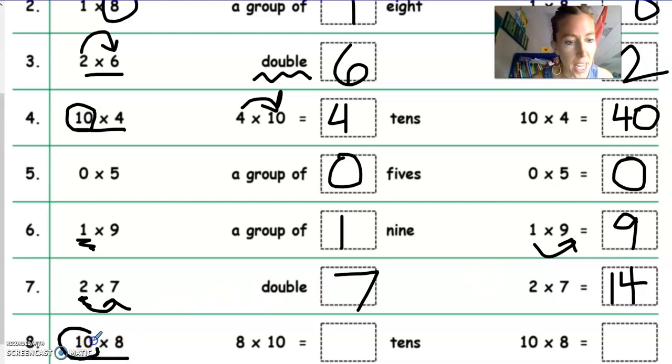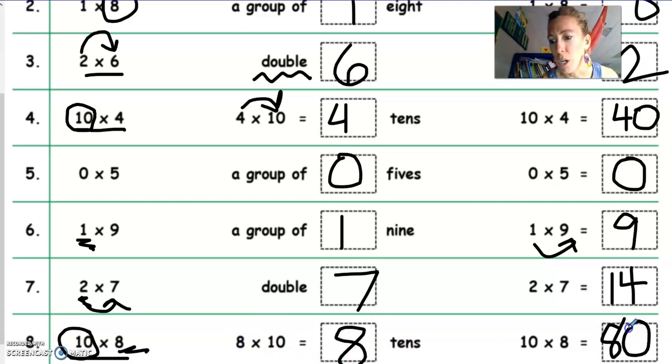And now we have 10 times 8. Oh my gosh, we have a factor of 10. We could count by tens how many times? 8 times. Or just switch around, that means 8 tens. We have 8 tens. And 8 tens is the same thing as 8 with a 0 at the end. 80. All right, good job.